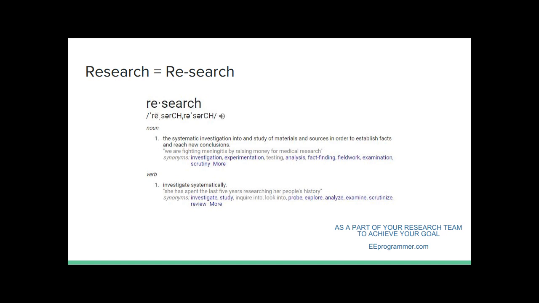Research. If you do a Google Translate, you also find some results. My understanding of research is you are searching for an answer. When you search for an answer, it's not easy. You need to repeat and repeat using different methods. So it's called research.